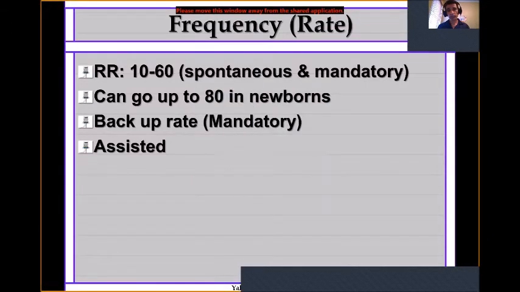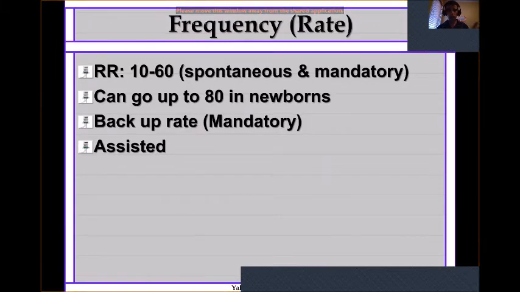And when we talk about respiratory rate or the frequency, we're talking about both the spontaneous and the mandatory. Remember, mandatory is the machine, spontaneous is the patient. These are two very important terms that you need to understand when you're setting the ventilator. Mandatory, spontaneous. Remember, you can go up to 80 in newborn, very rarely.